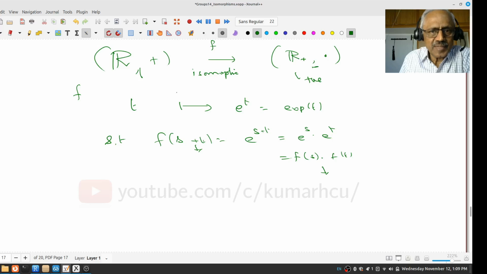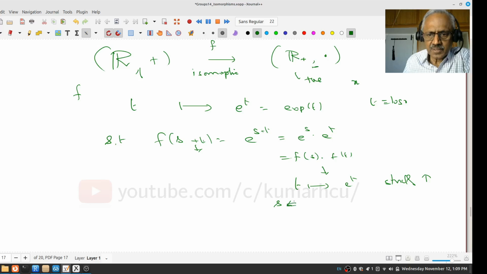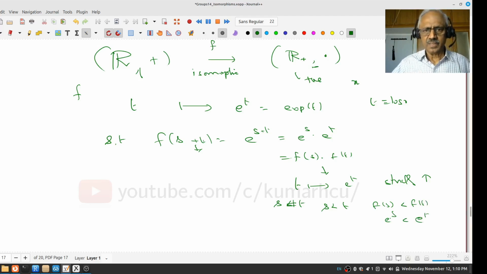And is it a bijection? That is clear because for each x here, my t will be log of x. And t going to e power t is strictly increasing. Therefore, if s is not equal to t, then either s is less than t or s is greater than t. Let us assume s is less than t, then f of s will be less than f of t. That is, e power s will be less than e power t. Therefore, they cannot be equal. Therefore, this is a group isomorphism.